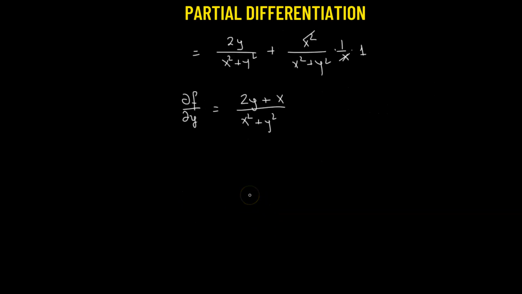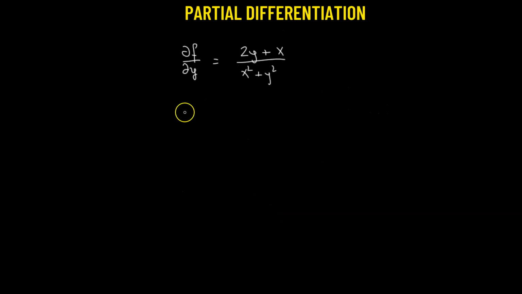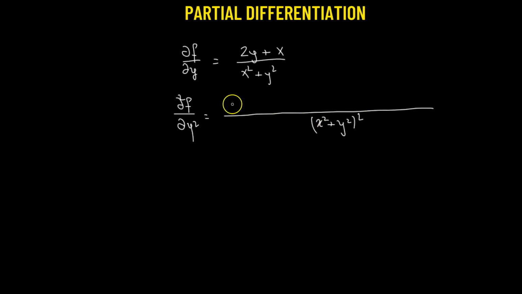Now let's take a partial derivative on both sides with respect to y, which gives us the second partial of f with respect to y, which will be equal to, so we'll use the quotient rule here. The denominator we have is x squared plus y squared whole raised to the power of 2. In the numerator we have x squared plus y squared times the partial with respect to y of 2y plus x, minus 2y plus x multiplied by the partial with respect to y of x squared plus y squared.